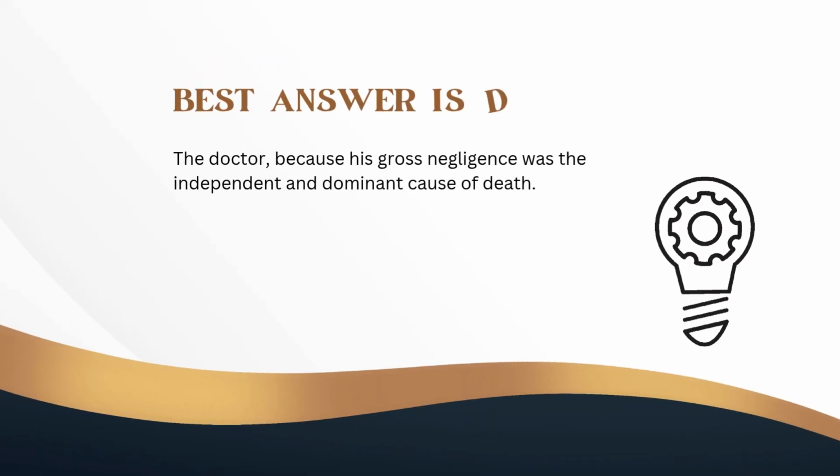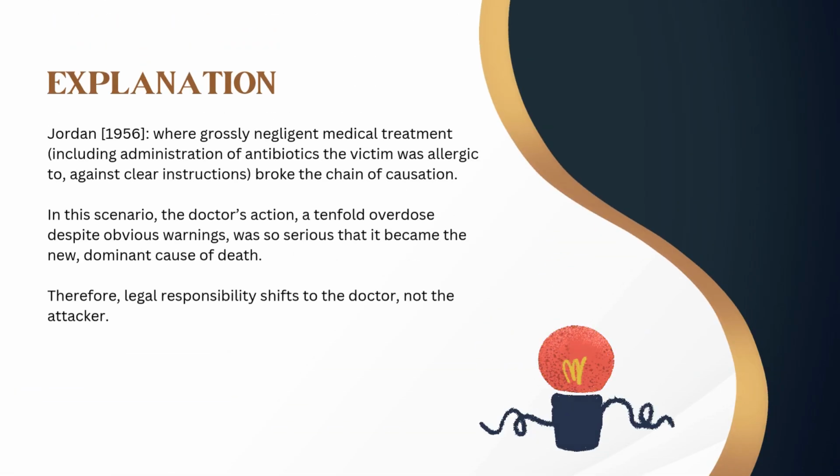The best answer is D. The doctor, because his gross negligence was the independent and dominant cause of death. In cases involving medical treatment, the original attacker is not liable for death if the medical error is so extraordinary and independent that it breaks the chain of causation. This principle was established in Jordan, 1956, where grossly negligent medical treatment, including administration of antibiotics the victim was allergic to, against clear instructions, broke the chain of causation.